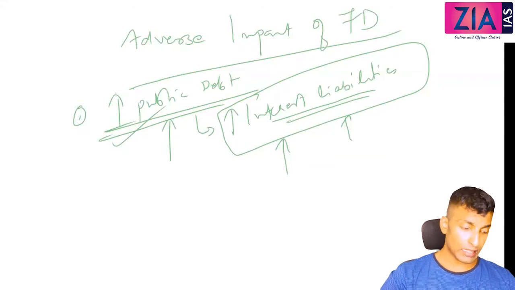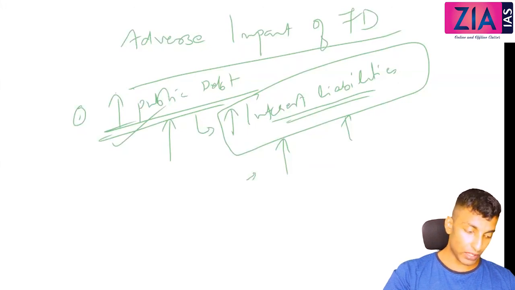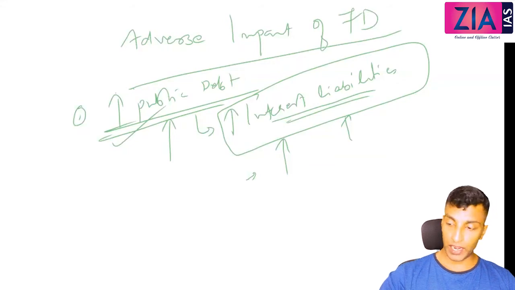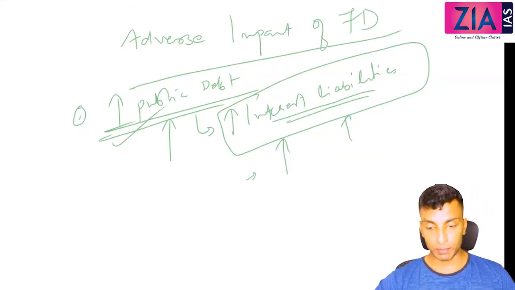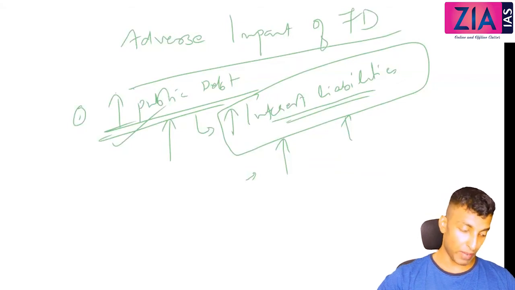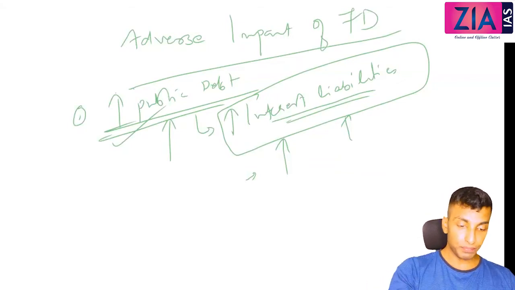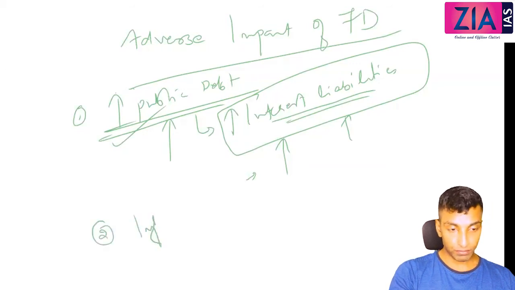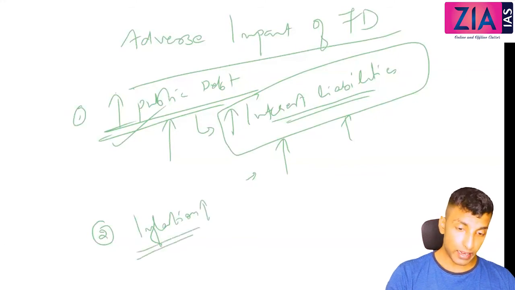So now, interest liability increasing means what will happen? You can write one more line continuously with that: which will adversely affect developmental expenditure, because in future the developmental expenditure will be affected very badly. Second point, it creates inflation. How does it create inflation?